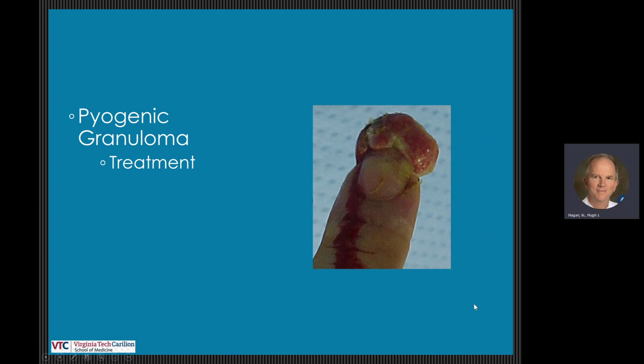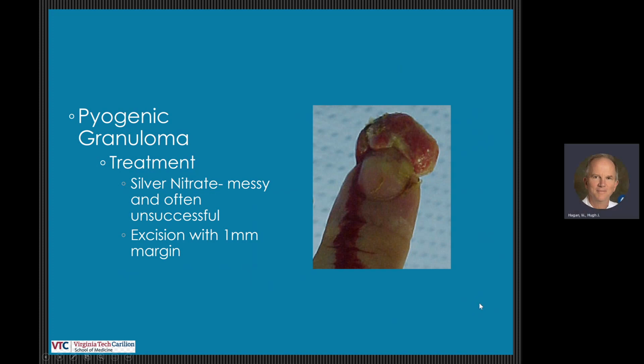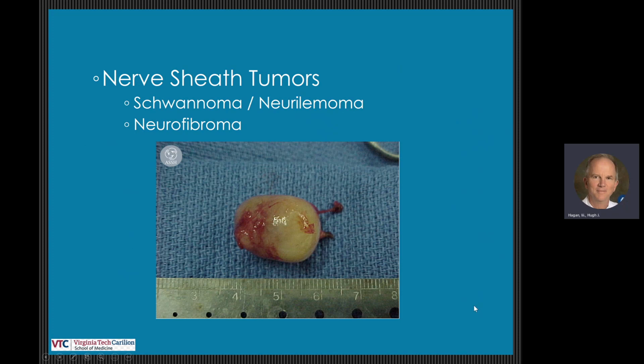The treatment of pyogenic granuloma can be the use of silver nitrate on very small lesions. This can be successful, but on a lesion this size, it's pretty disappointing. I think the use of silver nitrate, the intent is to desiccate the lesion, but oftentimes it just irritates it. I tend to excise them with a small skin margin. Recurrences are very rare. Common nerve sheath tumors: schwannoma, neurilemmoma, and neurofibroma.